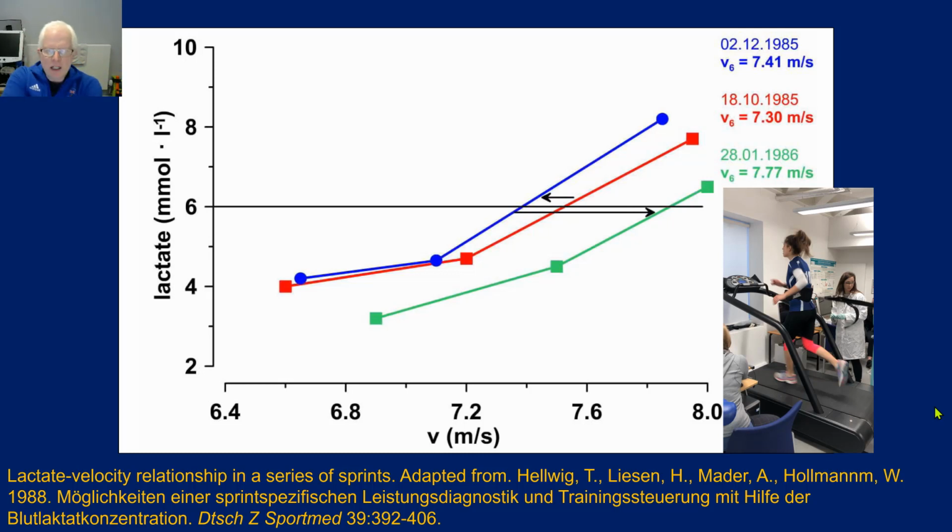But what you can see here is 3 different groups, and you can see the 6 millimole line. So for the blue line, you've got a speed of, well, what would we call that? That's probably about 7.3 meters per second. So that, they're arguing, is the anaerobic capacity from alactic sources. How a single speed can be that makes no sense either.